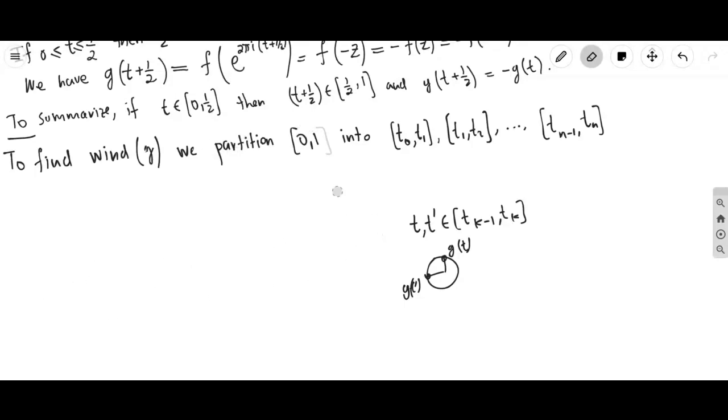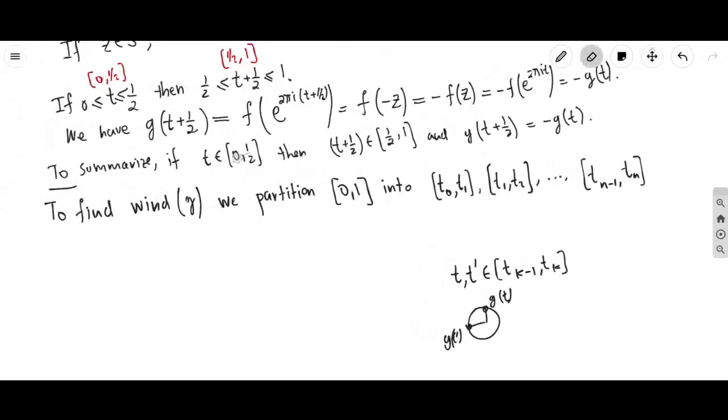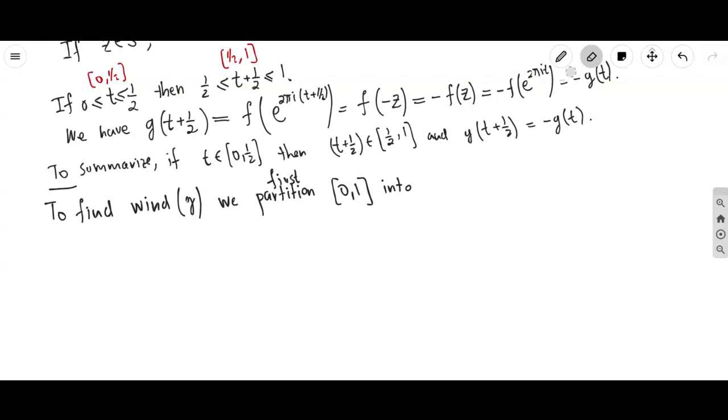Instead of partitioning the interval from 0 to 1, we want to take advantage of the anti-symmetry. So basically, we noticed that when we go from 0 to 1/2, and then we go from 1/2 to 1, we have this kind of anti-symmetry relationship that comes out. So to find the winding number of G, we're going to do this in 2 steps. We're going to first partition 0, 1 into 2 half intervals. So from 0 to 1/2, union 1/2 to 1.